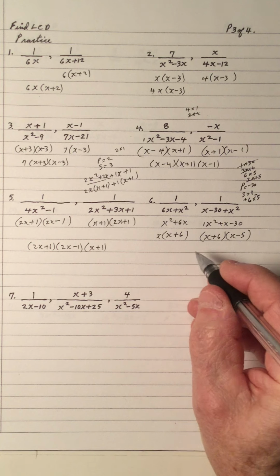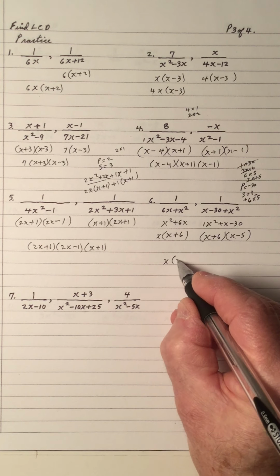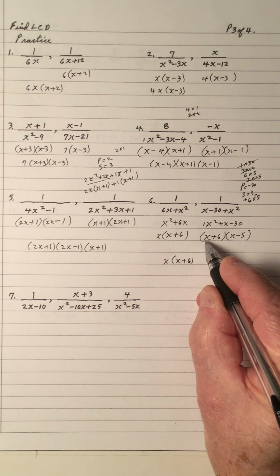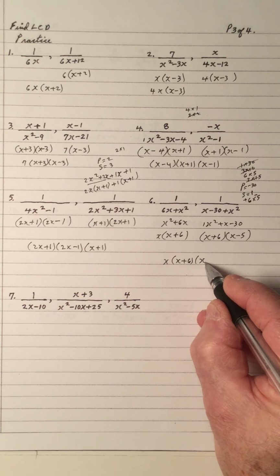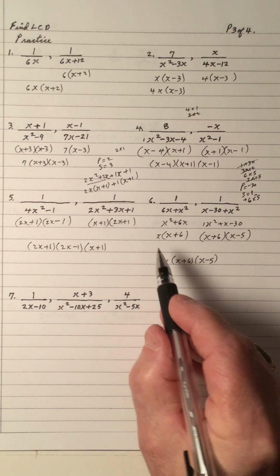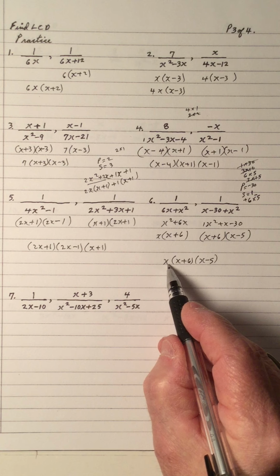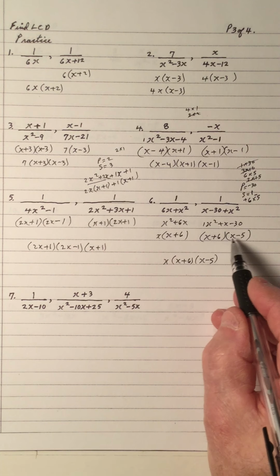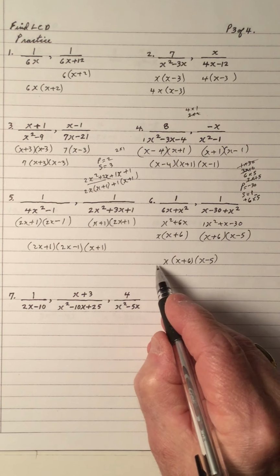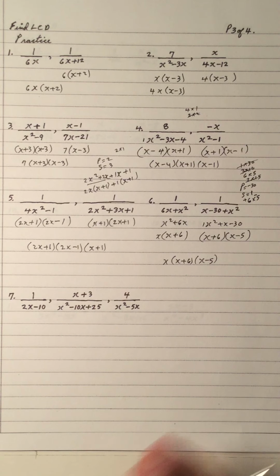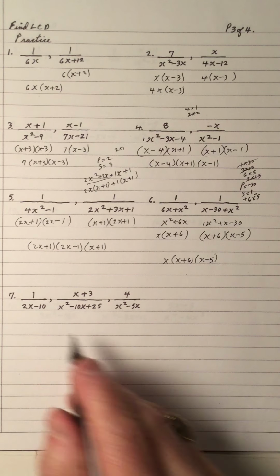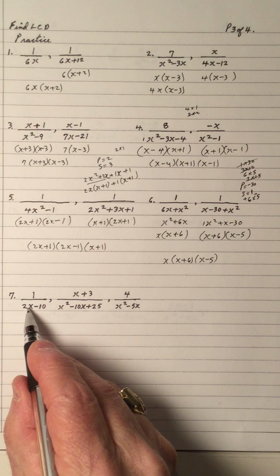So the LCD, I have to have an x. I have to have an x plus 6. And what's here that's not already there? X minus 5. I need it. So the two of these are here and here. X plus 6 and x minus 5 is there. So this is the LCD. Perfect. Descending order. Excellent.